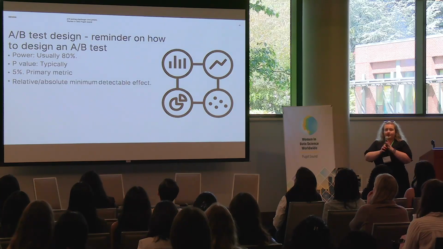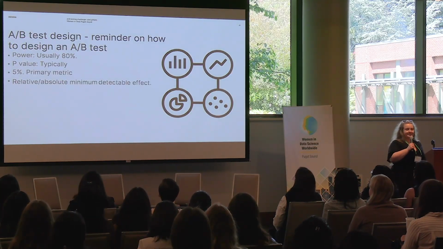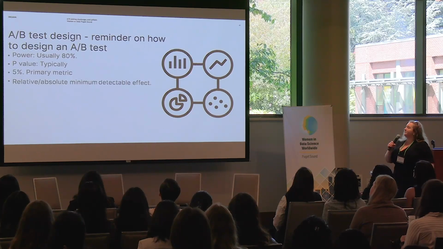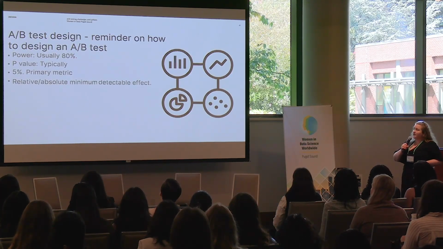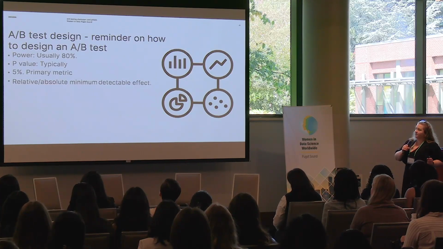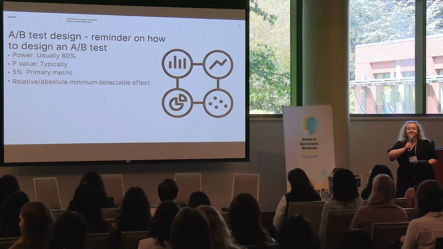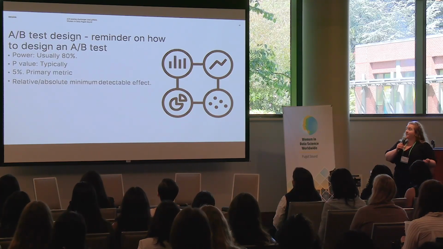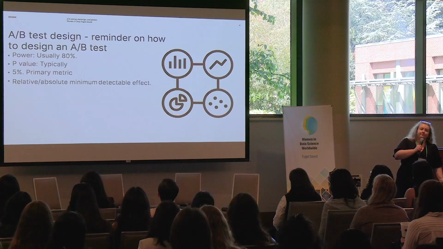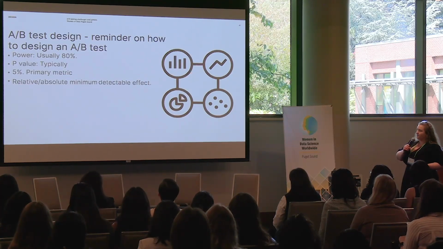So, quick reminder, this is something you can Google, how to design an A/B test. You usually have power, the probability that you will detect the real effect, and we usually go with 80%. P-value is typically 5%, so the probability that the effect is due to something random. You also need your primary metric and relative or absolute minimum detectable effect.